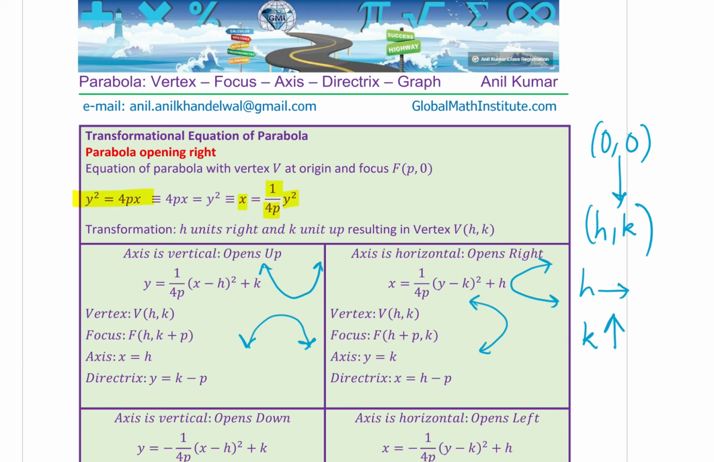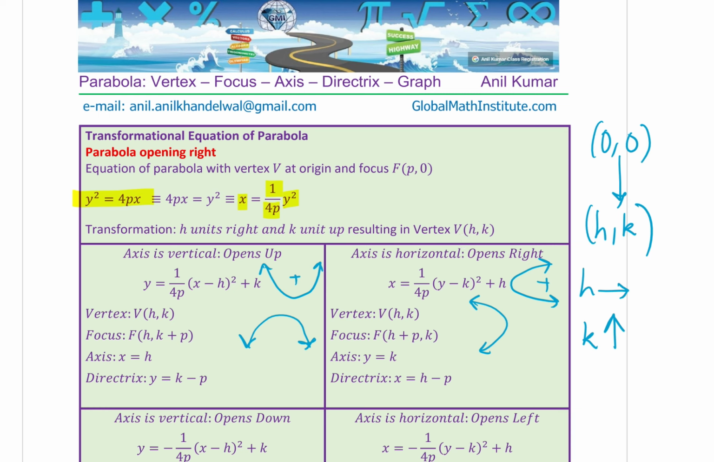When it is up, we take positive values, right? And when it is right, we take positive values. But when it is down or left, we take the negative values of p. Correct. That is kind of important to understand. Well, if the vertex is translated h units towards right and k up, in that case, using the transformation, the formula changes a bit.